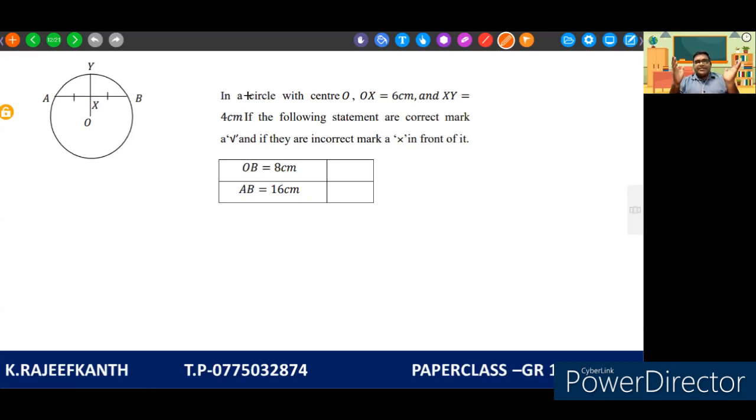Here they are saying the first statement is OB is equal to 8 centimeter. Here OB is a radius. So we have to find the length of the radius. Then we know the length of OB. Then AB, the length of the chord AB is 16 centimeter. So you have to find OB and AB. Then you can get the idea about those two answers.